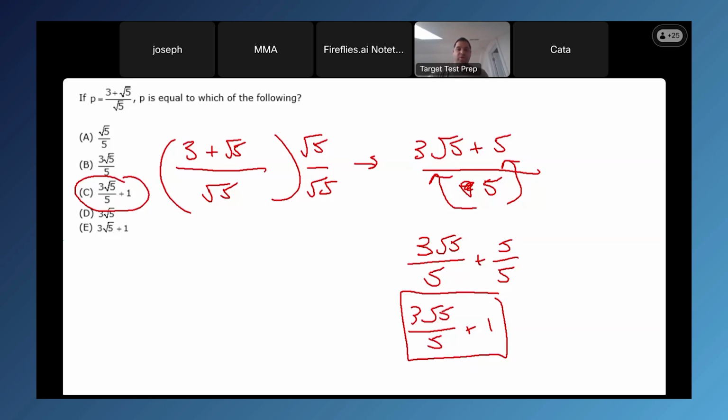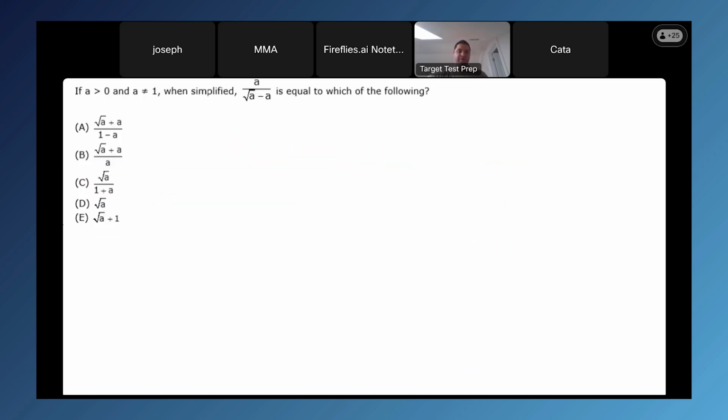All right, now I want to do one where we're talking about the conjugate. So take a look at this here. All right, take a look at this guy here.